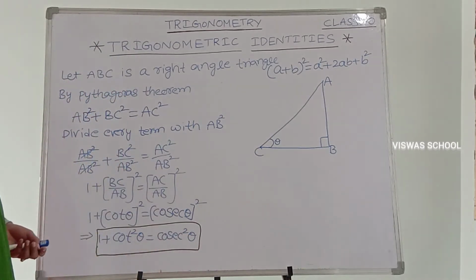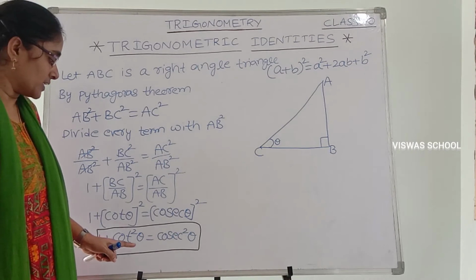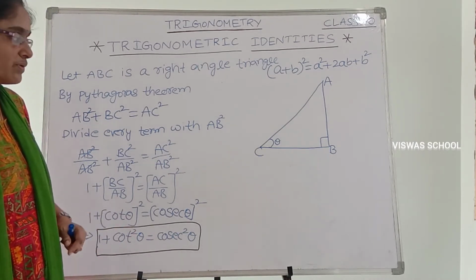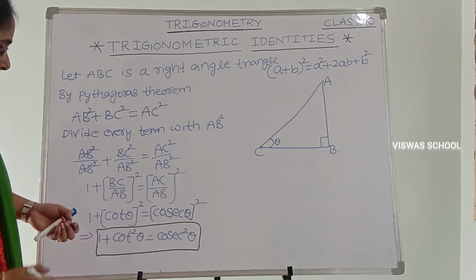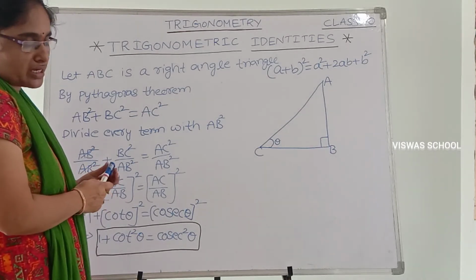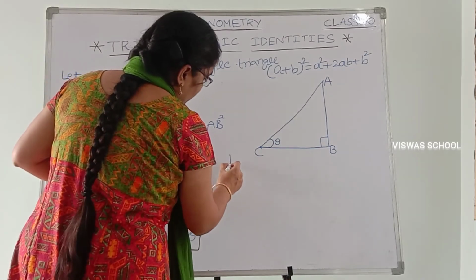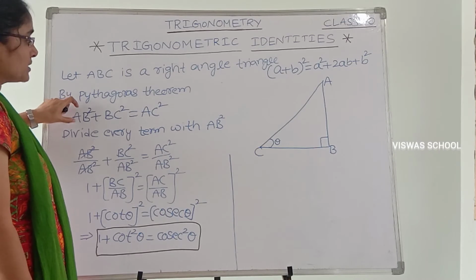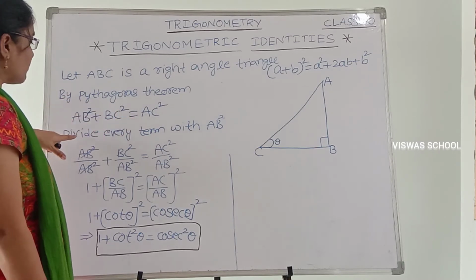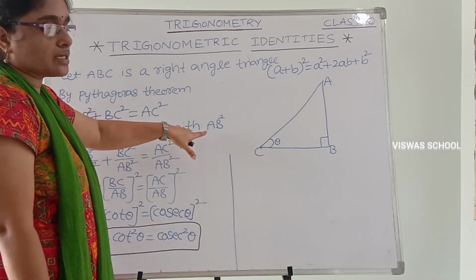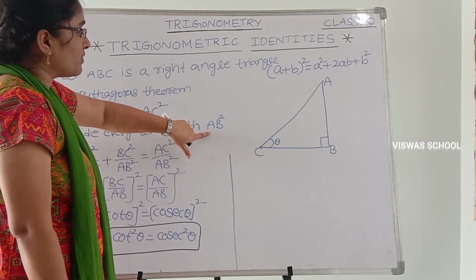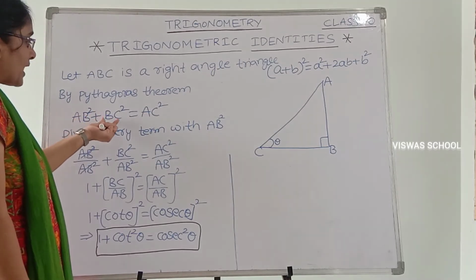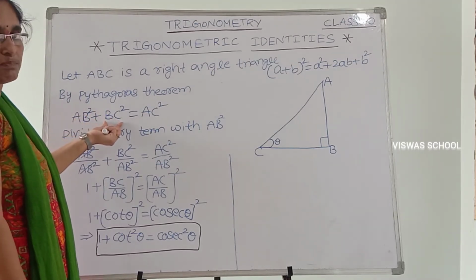First identity is sin square theta plus cos square theta equals to 1. And second one is what? 1 plus cot square theta is equals to cosecant square theta. In the same way, see the third one also, third identity. If I suppose here AB square plus BC square equals to AC square. Here first one I divide each and every term with AC square. And second one is each and every term I divide with what? AB square. Next I have to divide each and every term with BC square.